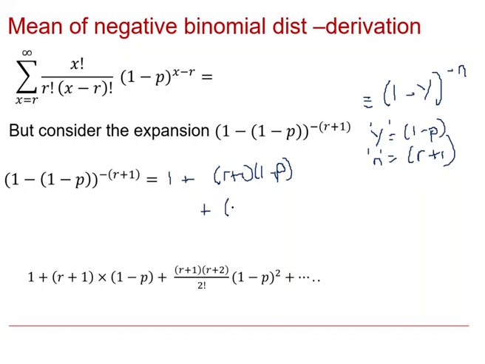And that will give us (r plus 1)(r plus 2) over 2 factorial, because the negatives will multiply together to give us a positive, and (1 minus p) to the power 2. So hopefully you can have a go yourself and convince yourself that indeed we get exactly the same expansion using (1 minus p) to the power minus (r plus 1) as we do from the summation of the expression we had for the mean of the negative binomial distribution.